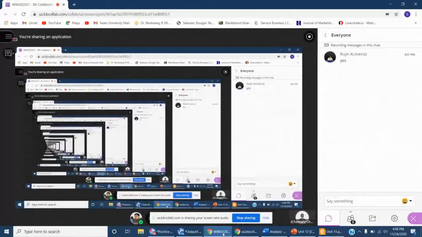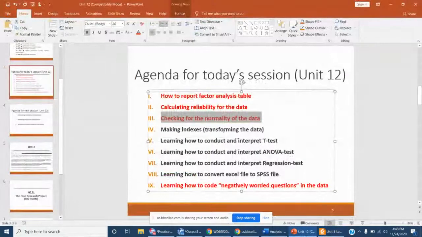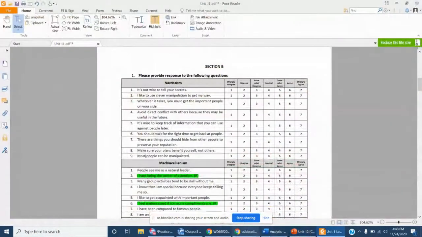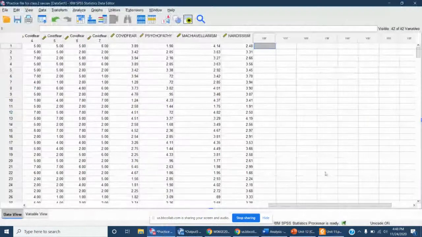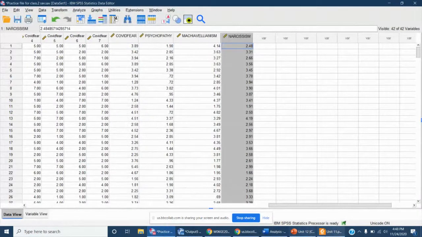Any question so far? So we are done with this task as well, making indexes. We need to transform our data and make indexes. Okay, so we have made the indexes of all the four variables in our data.